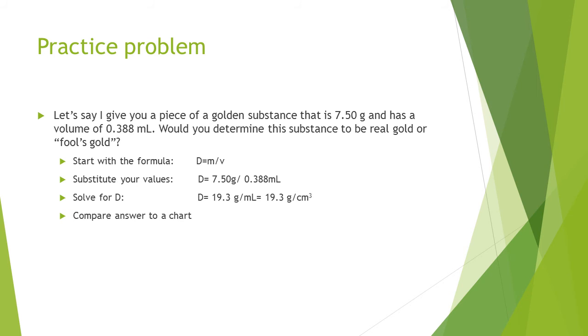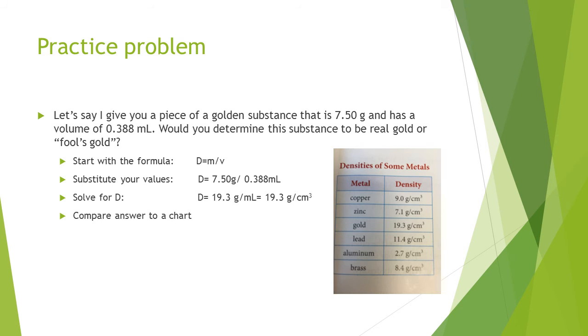To figure out if this is real gold or fake gold, you're going to compare it to a chart of densities. So if you look at this chart, you can see that the density of gold is 19.3 grams per cubic centimeter. That means you have real gold, since the densities are equal.